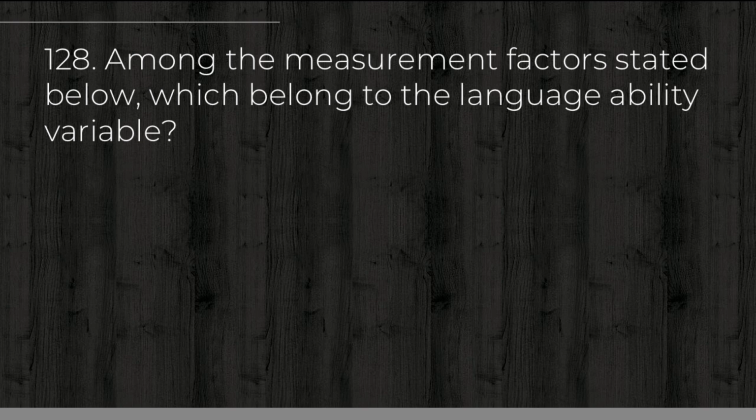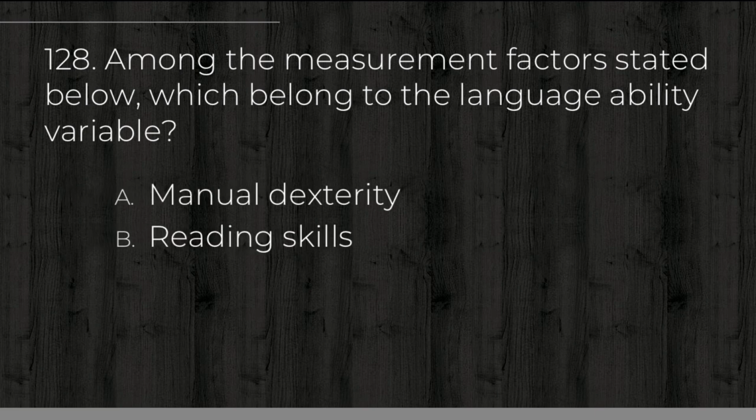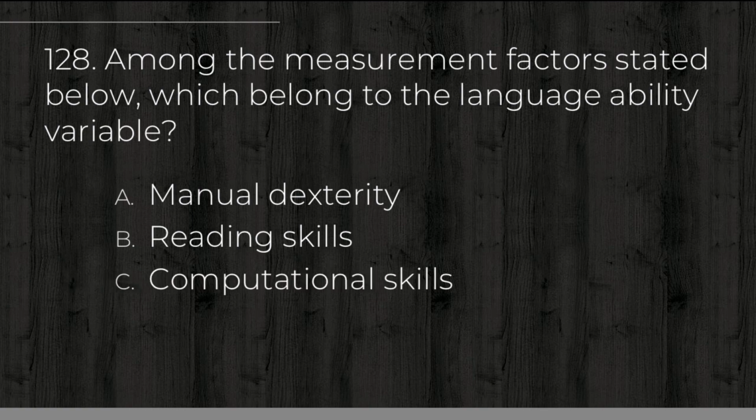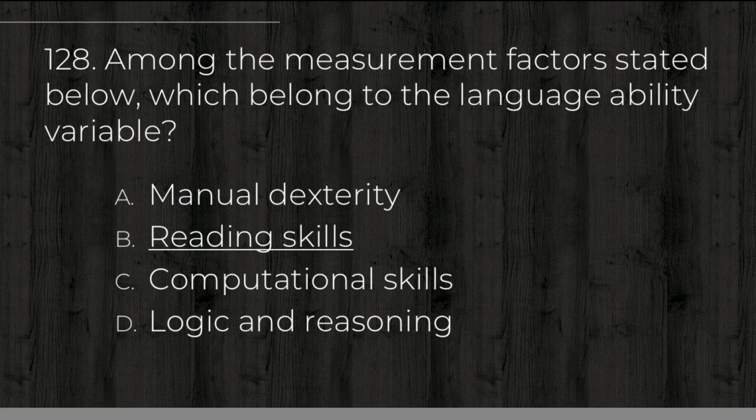Number 128. Among the measurement factors stated below, which belong to the language ability variable? Letter A, manual dexterity. B, reading skills. C, computational skills. And letter D, logic and reasoning. So what's your answer, teacher? So pwede mo nang isulat ang sagot bago natin i-reveal. So number 128 is letter B, reading skills.